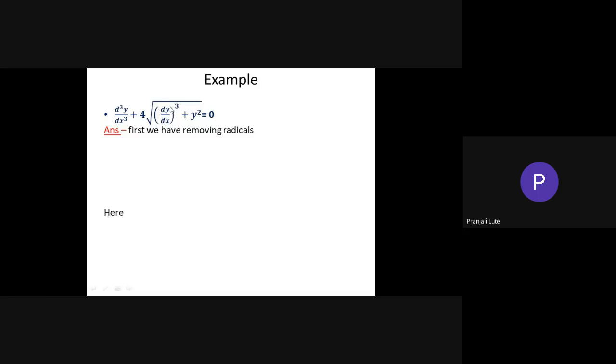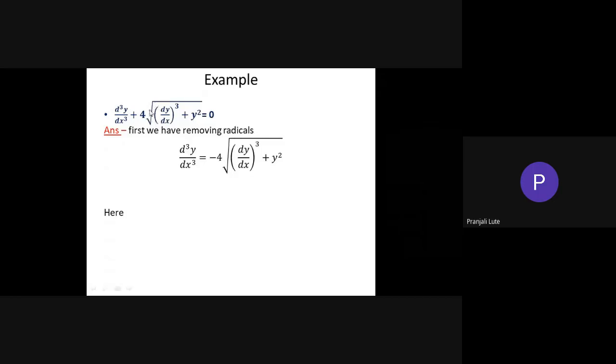So how to remove it? First, we have to remove the radical. So how to remove this radical? Next, d cube y by dx cube, you have to shift this term to the right hand side. So this will be minus 4 under root of dy by dx cube plus y square. Again, this term is having a fraction, that is the power is half. So we have to remove that power. Squaring both sides, we have to square here.